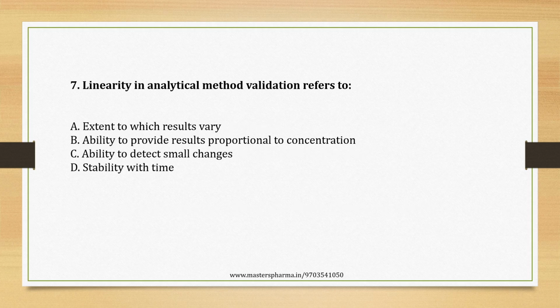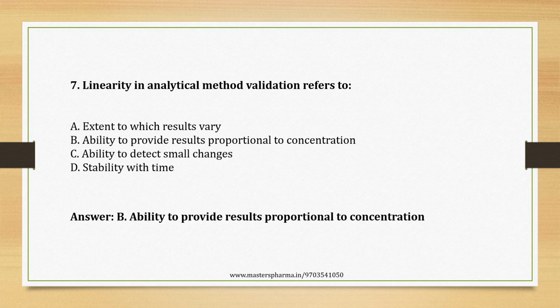The next question. Linearity in analytical method validation refers to: option A, extent to which results vary; option B, ability to provide results proportional to concentration; option C, ability to detect small changes; option D, stability with time. The correct option is B, ability to provide results proportional to concentration.